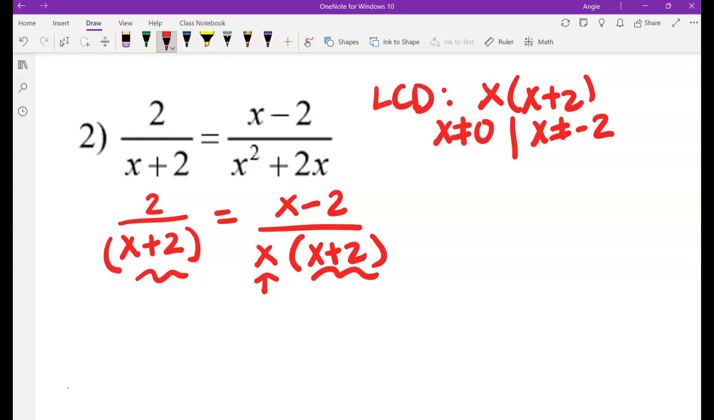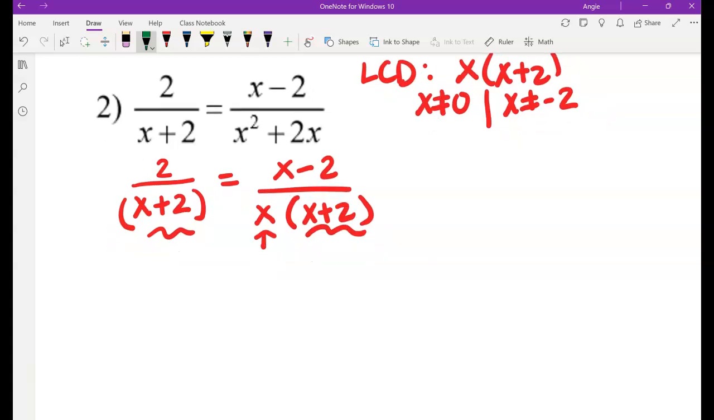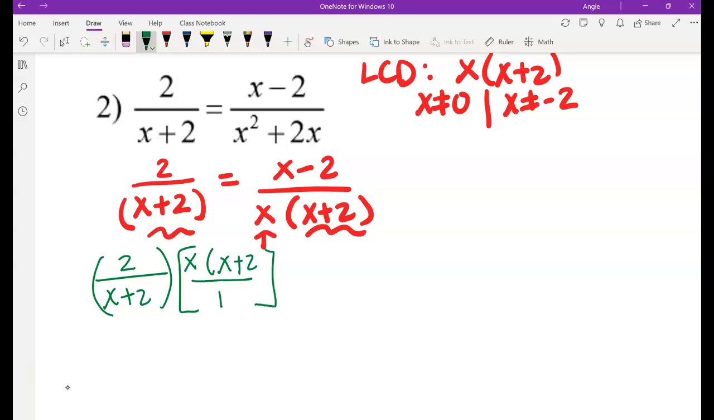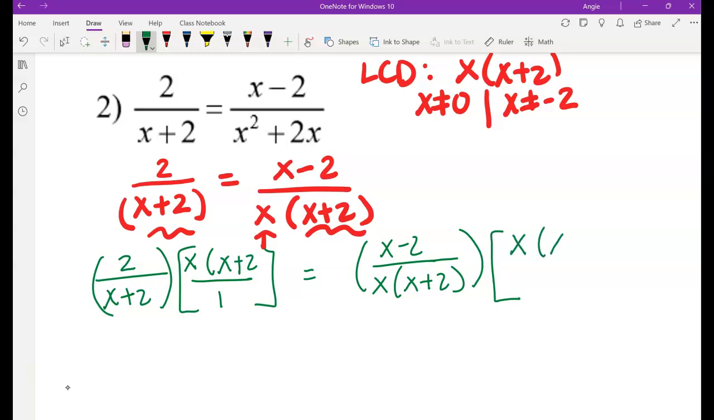Now we're going to go in and multiply each and every term by the LCD. So 2 over x plus 2, that's your original. Your LCD is x times x plus 2. I'm going to put this whole thing in a bracket just like that. And again, you can put it over 1 if that makes you feel more comfortable. Now on the right side, we have x minus 2 divided by x times x plus 2. That's your denominator. Let's make it a big parentheses. Then your LCD is x times x plus 2. Now again, you can put it over 1 if that makes you feel any better.